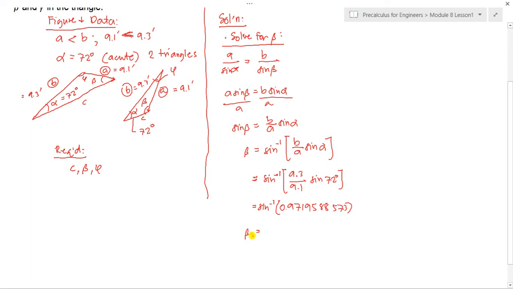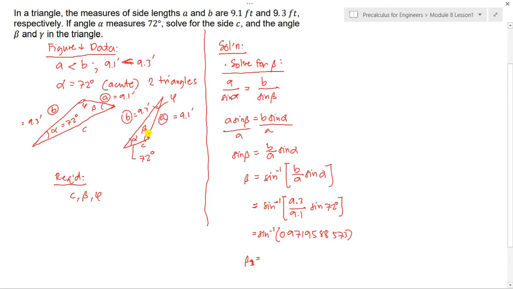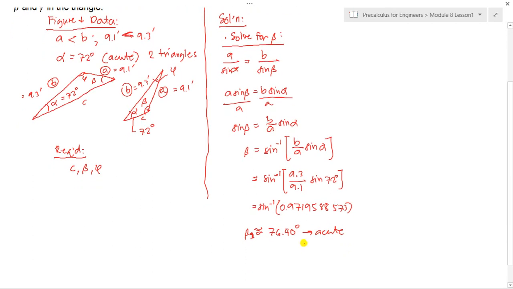Atong beta 1, di ba, kay duha man ka triangle, therefore duha pud ka beta, di ba? So notice sa diri si beta kay acute diri mi obtuse. So kaya mo na siya i-solve arc sine ana, so arc sine of the answer that is approximately 76.40 degrees. So this is the acute na triangle or acute beta. Since duha man ni kabuok, so let's solve for kanang beta 2. Kung ato mo siya i-draw sa Cartesian coordinate system, so ato nakuha kaya ang acute 1. So that is kani siya diri.